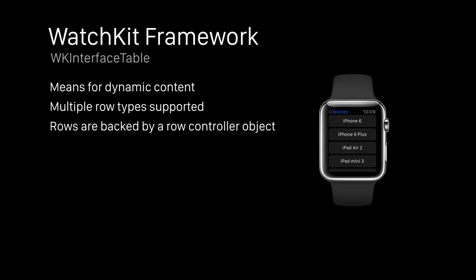You define the appearance of each row type in your storyboard. At runtime, you tell WatchKit what types of rows you want and how many of each one you want. WatchKit then creates the rows and provides you with a row controller object to manipulate the contents of each row. Selections in the table are handled by your interface controller.